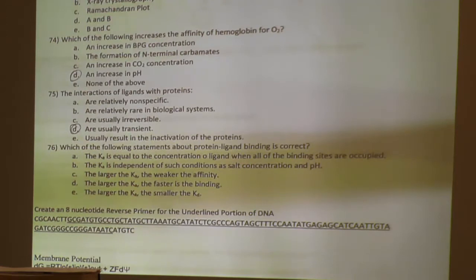76. Which of the following statements about protein ligand binding is correct? Is it C? Why would a large Ka mean a weak affinity? Is it E as in echo? Yeah, it's going to be E. The larger the Ka, the smaller the Kd.